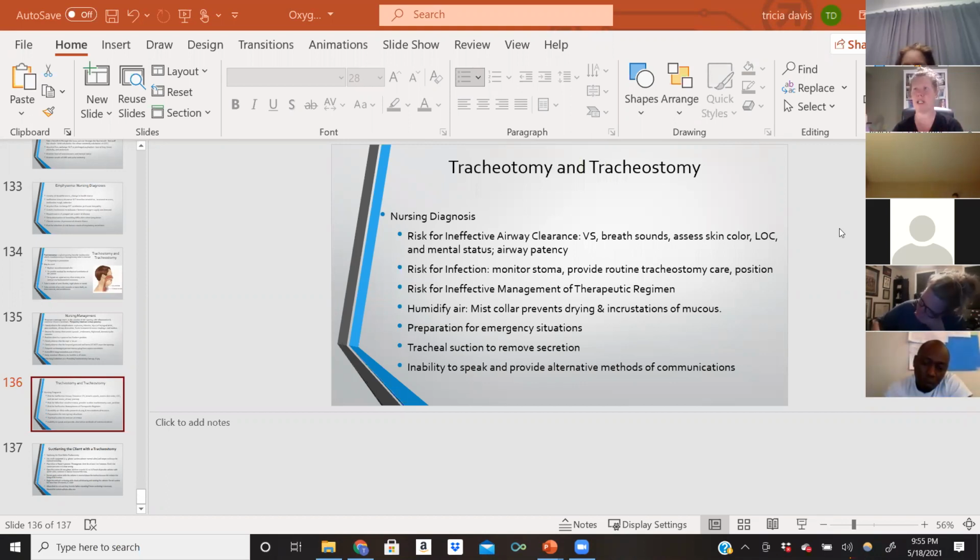Patients that have had these tracheostomies for a long time and can't communicate usually bring things into the hospital with them because they know that it's going to be an issue. So you just want to think about that.